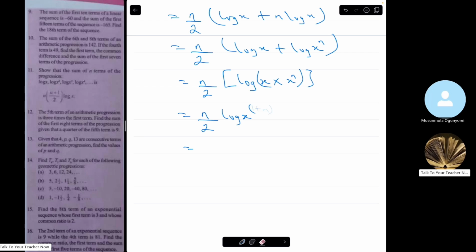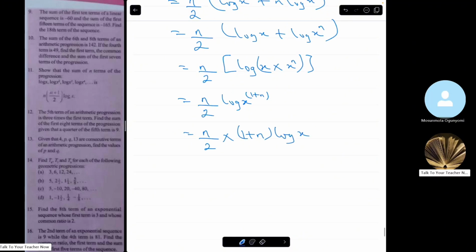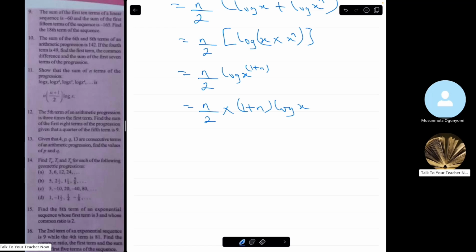So I can write that as n over 2 times 1 plus n log x. Do you agree? That was a piece of cake. If I say log p raised by n base b, it's the same as saying n log p base b. So log x raised by 1 plus n is the same as 1 plus n log x. Do you understand? Yes, sir.